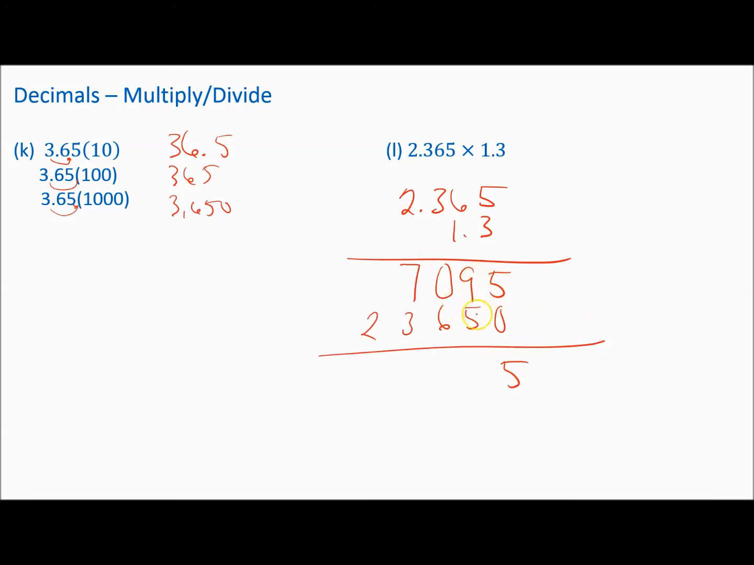You add down, and it's probably been a long time since you've done this. It's been a long time since I've done it. 9 plus 5 is 14, carry the 1, 1 plus 6 is 7, 7 plus 3 is 10, carry the 1, plus 2 is 3.